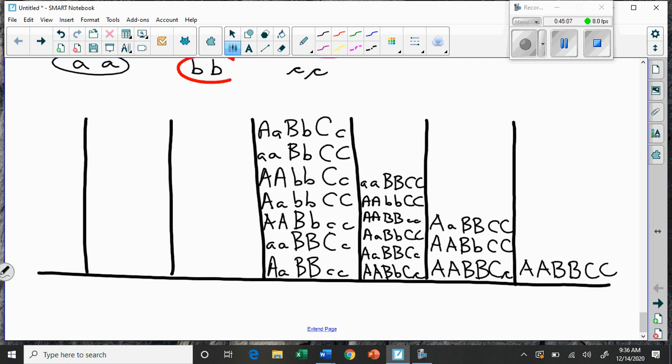Okay? Then we get to 4. So the numbers start to go down again. Here's one way to get 4 recessive alleles. Here's another way.